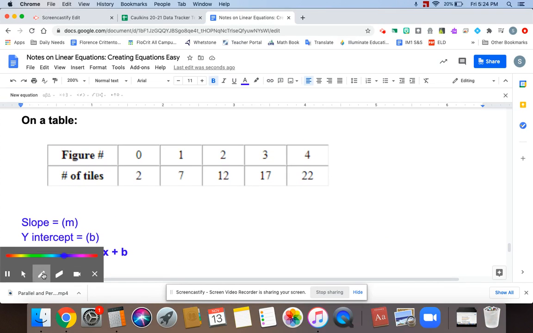When you do it on a table, for slope, you figure out how much it takes to go from here to here. So from figure number 0 to figure number 1, we're going up by 1. And then the number of tiles, if it starts at 2 and then goes to 7, that's adding 5.